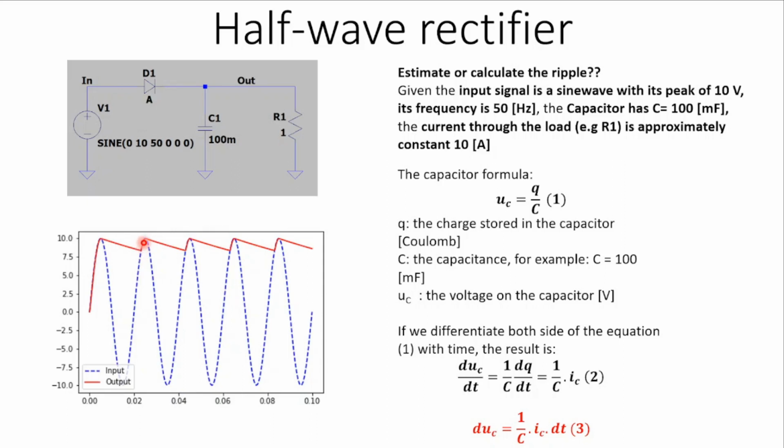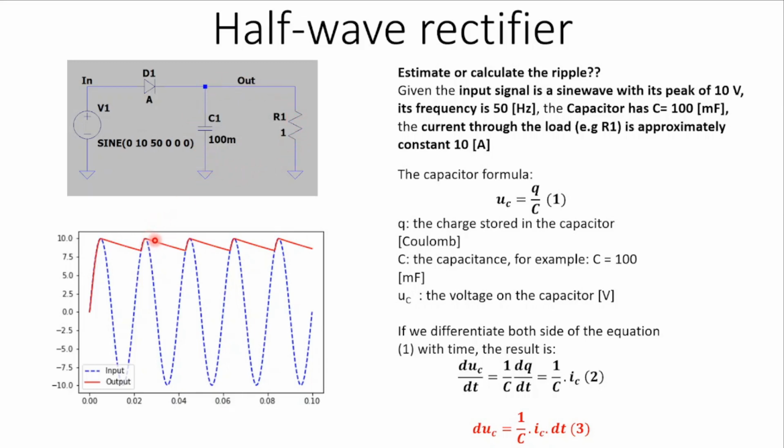It gets charged, and when the voltage on the capacitor equals the peak value of the input signal, the charging state stops and the diode stops conducting. Then the circuit switches to another state, which is the discharging state. When the diode stops conducting, it is open. The circuit contains only the capacitor and the load. At that time, the capacitor provides the current through the load.